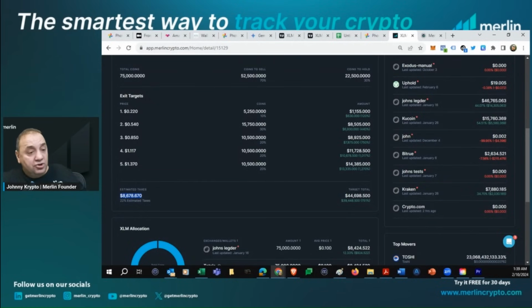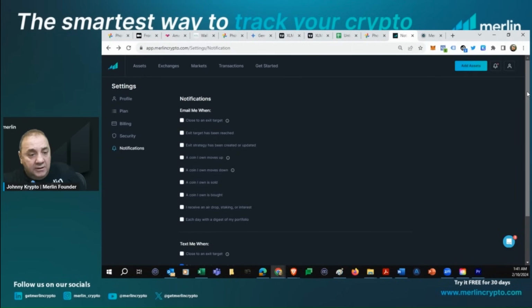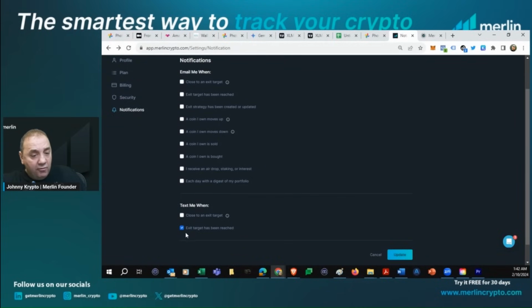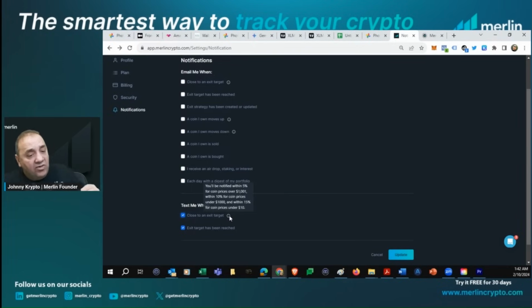So with that said, I'm going to show you alerts can be set up in the notifications page. You just click on profile and notifications. Okay. And we will always have as default exit target to be reached, text me the alert. So you will always receive a text alert automatically unless you uncheck this box. That will come as default. Now, I also like to click this box that says close to an alert. This will tell me when I'm within 5 or 10% of the target. It will send you an early pre-alert as well ahead of time. Okay, so you're going to want to check that and then click update.